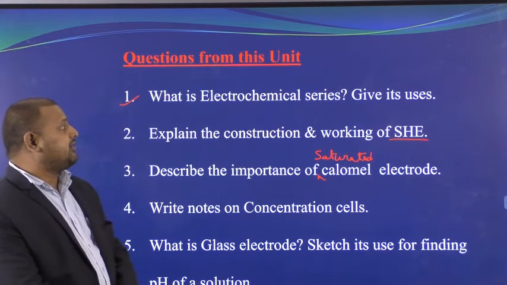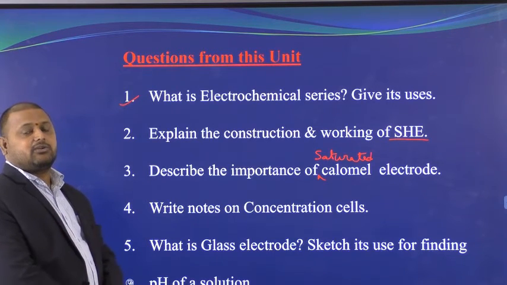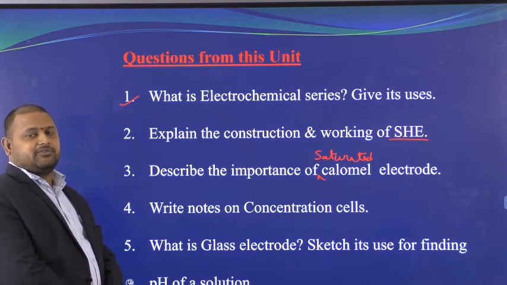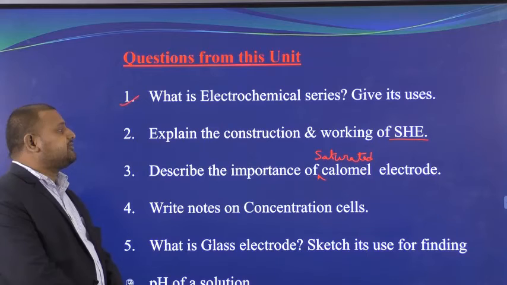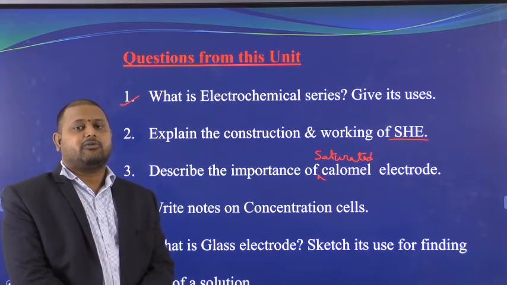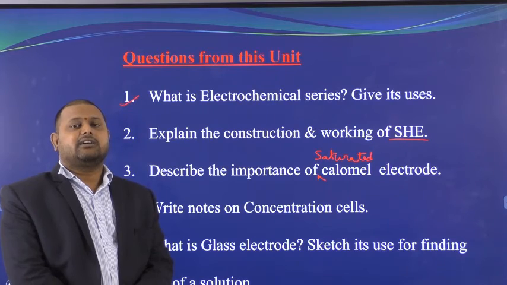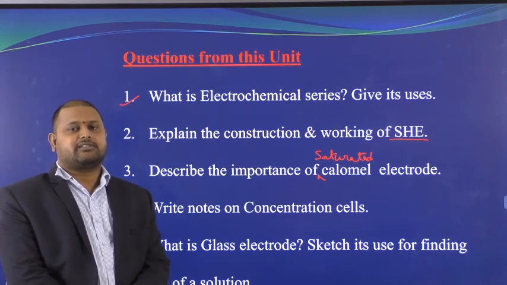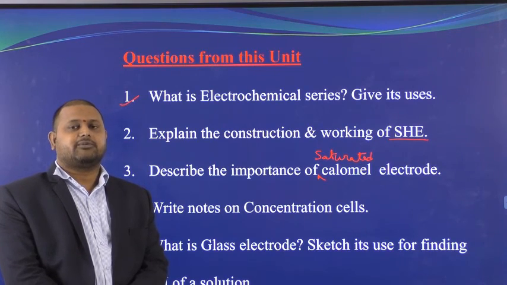So this is all about our first part, electrochemical cells. We also have corrosion, and in addition we have one more topic. In our next class we will be discussing batteries and fuel cells. With that we will be completing the first part of our electrochemical cells. In the latter part we will discuss corrosion.